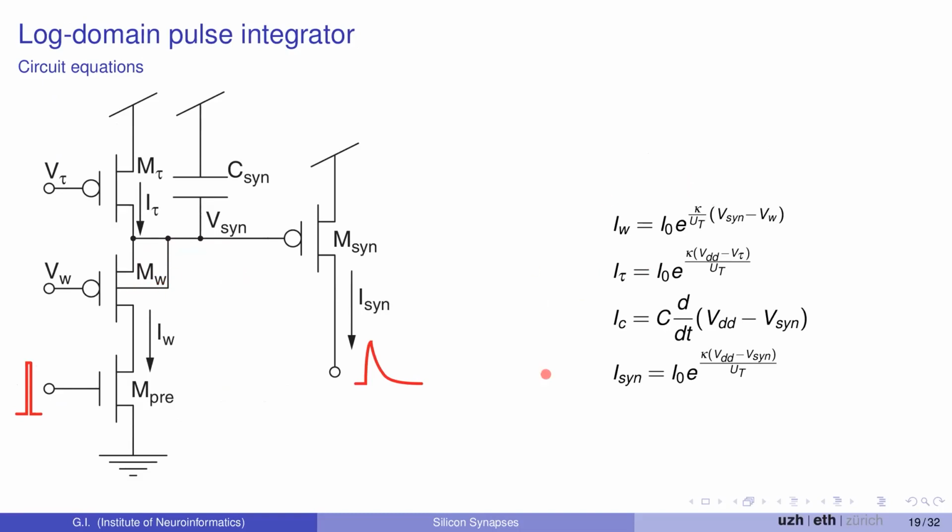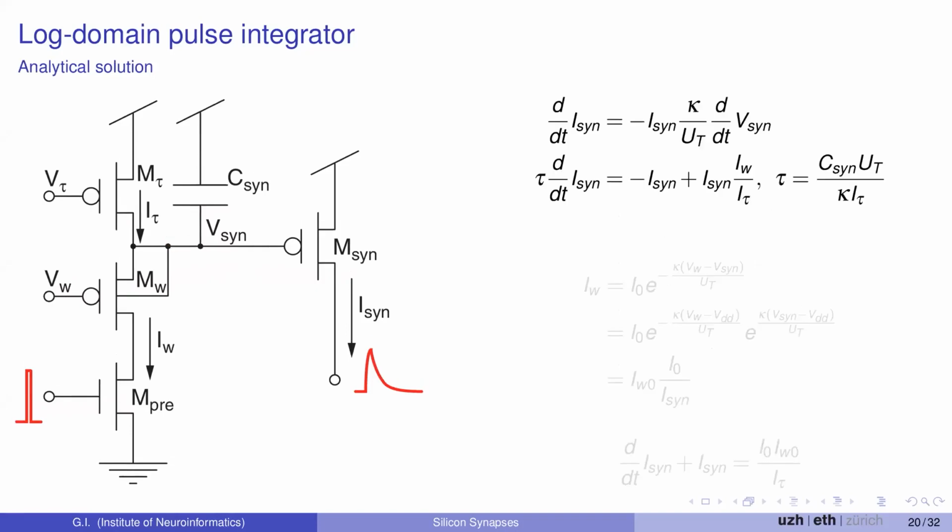And again, we can write down the circuit equations. And now this will not depend on VDD, and it's not VW minus VDD, but it's VW minus Vsin. Here it is. IW is Vsin minus VW. And that single difference makes a huge difference in the behavior of the circuit. We can write down the equations.